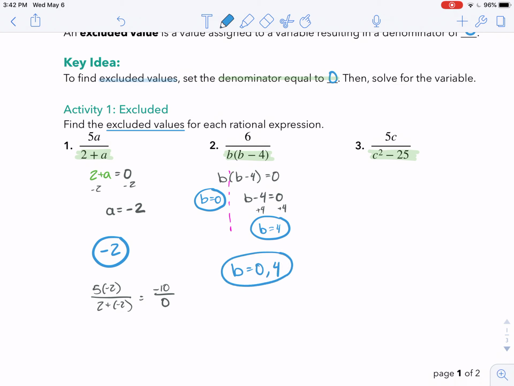Those are excluded values. You know, guys, we should probably say, no, we're good. We're going to leave it. I'm not going to make life complicated.